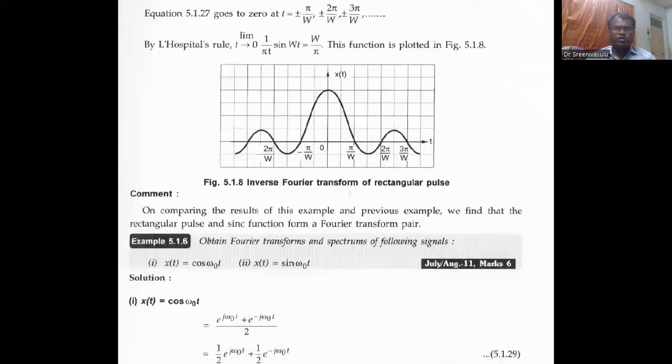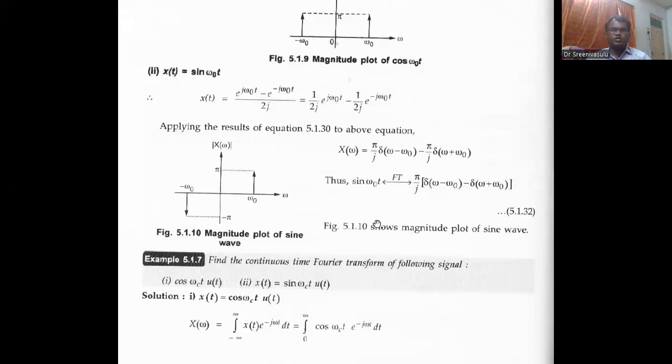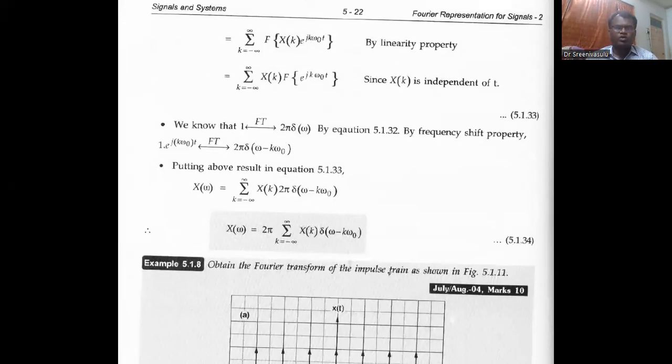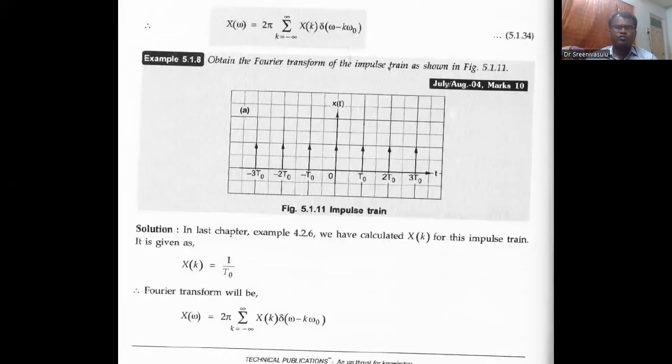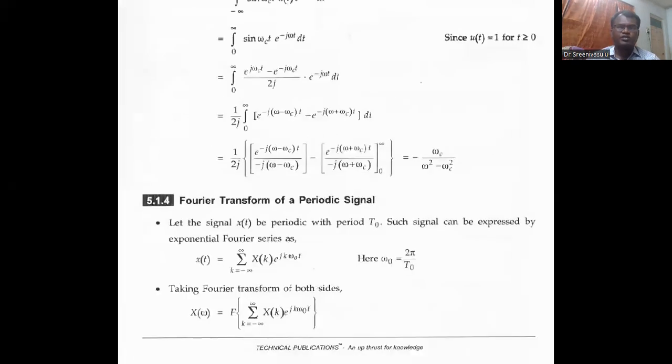Welcome back to today's lecture series on engineering systems. Today we are going to discuss the Fourier transform of periodic signals.